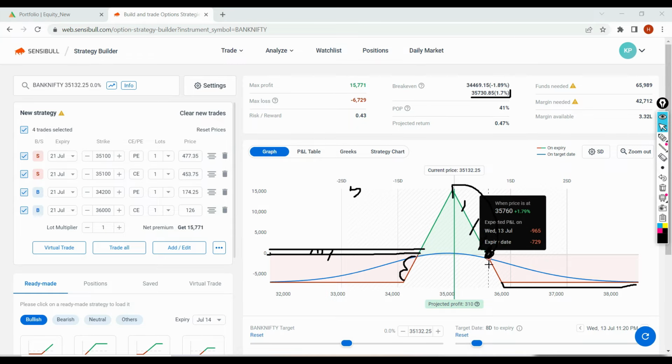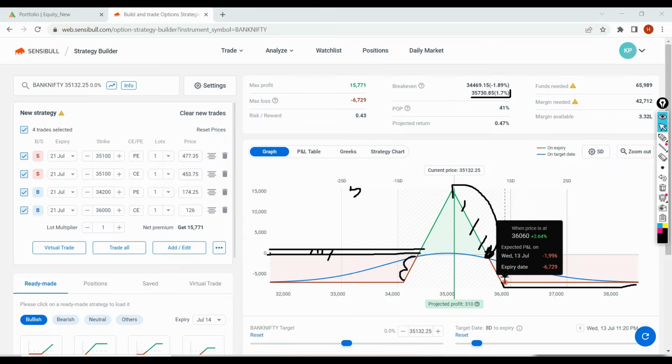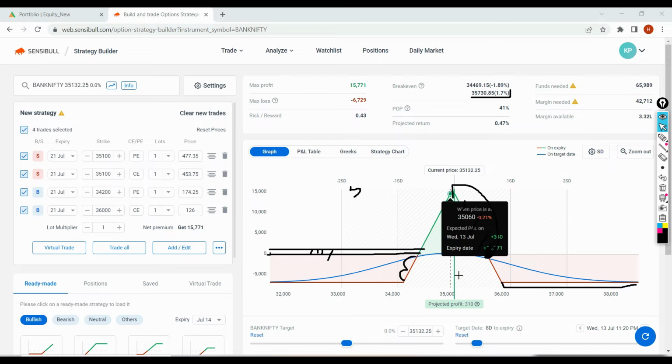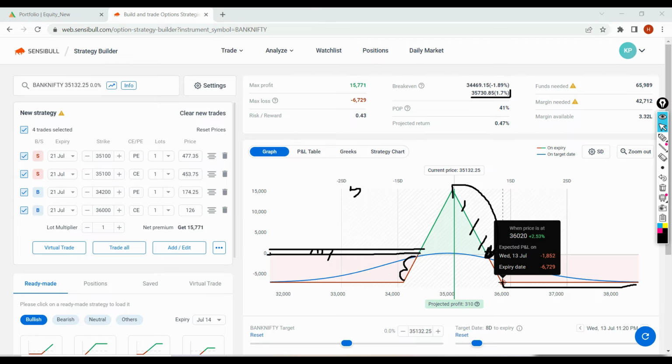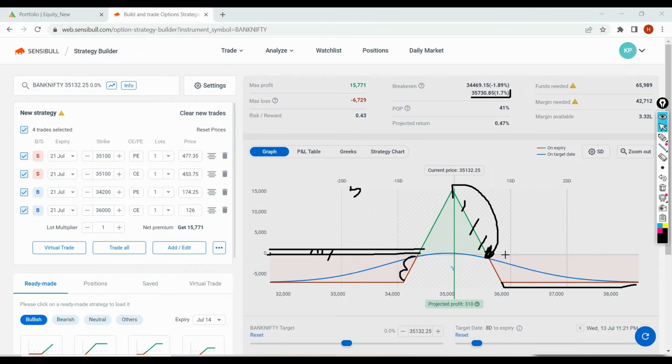So what is your break even now? Your break even is 35,740, right? See this buy position, where is that? See, this is 36,000. You have to roll down the 36,000 to almost your break even, 35,730 or else 35,700. Yeah, 35,700. You have to get your call to your break even.